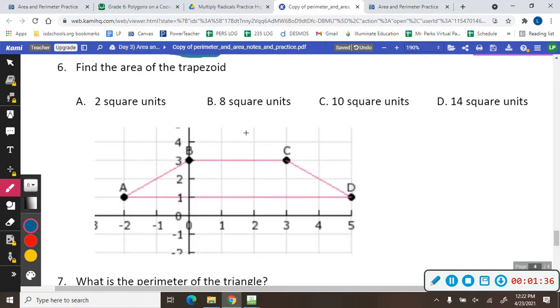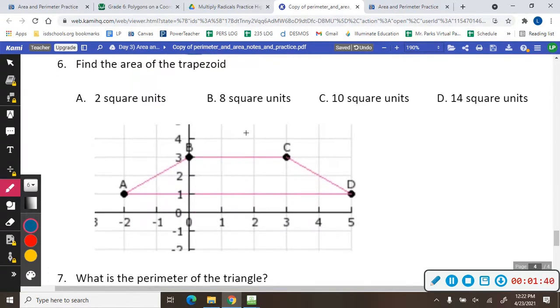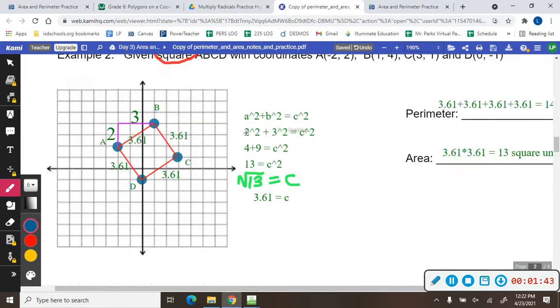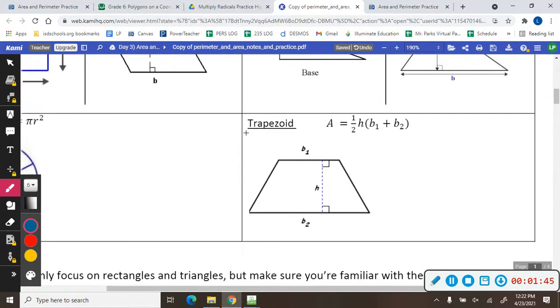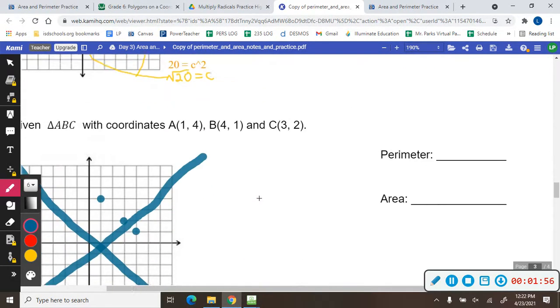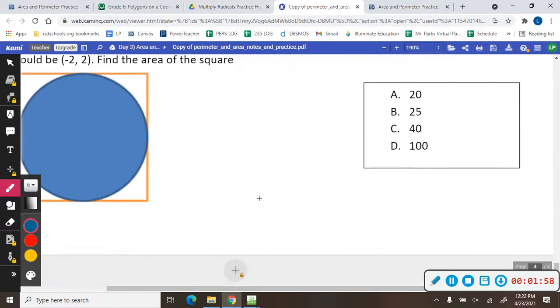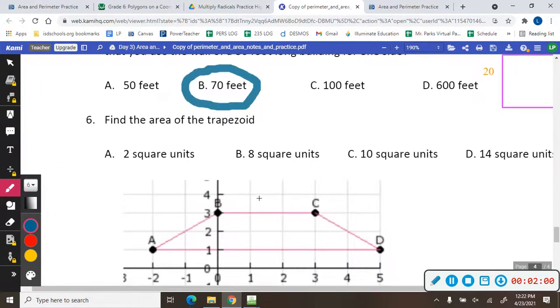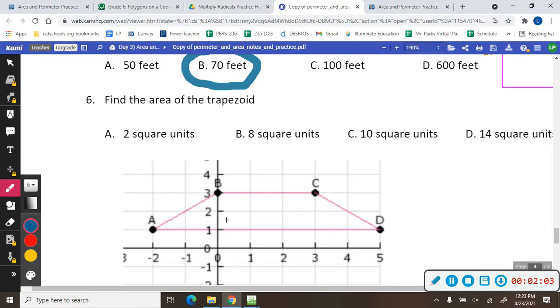Number 6, find the area of the trapezoid. Well, you may not remember how to find the area of a trapezoid, so we'll go up here. Area of a trapezoid, you take the bases, add them together, multiply by the height, divide by 2. It all says that here. So first, the base, how far is it from here to there? That's 3.